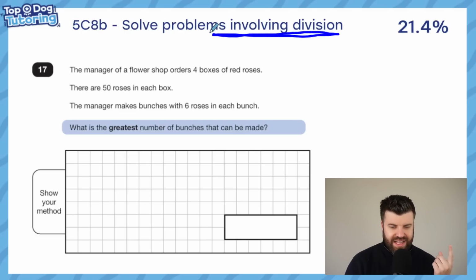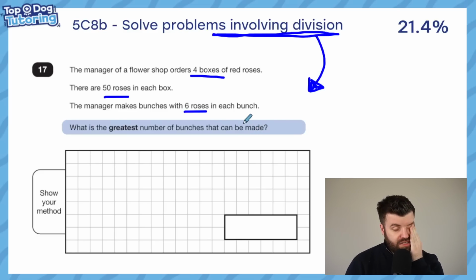Now, I've got a few theories as to why. My first theory, division is hard. Okay, that's a straightforward theory. My second theory, it very often is built into a wider problem with lots of steps. And this is what I found when I looked for questions with this strand. Look at this 2-mark question here. The manager of a flower shop orders 4 boxes of red roses. There are 50 roses in each box. The manager makes bunches with 6 roses in each bunch. What is the greatest number of bunches that can be made?